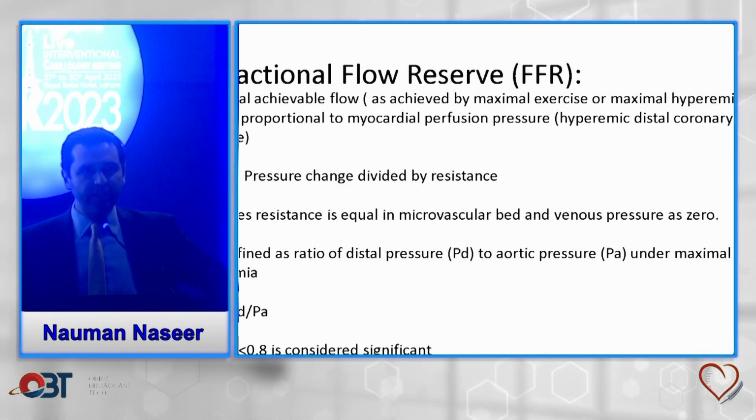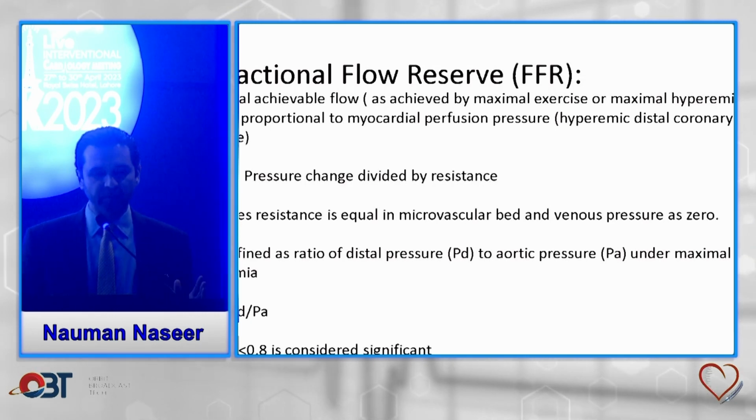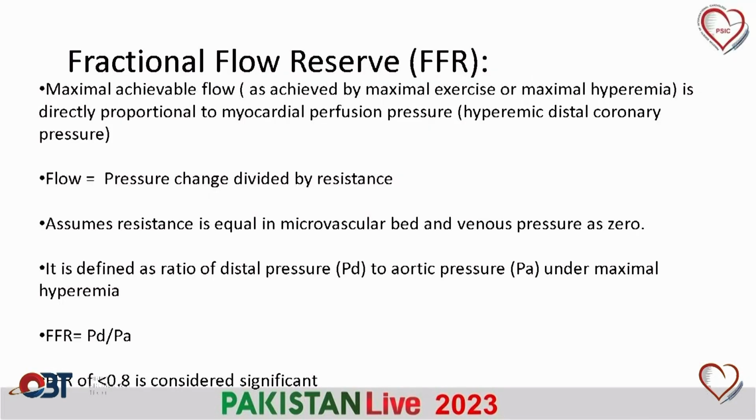And what is FFR? In simple terms, all that you need to do for all practical purposes is maximal achievable flow, as achieved by maximal exercise or maximal hyperemia, that is directly proportional to the myocardial perfusion pressure, that is hyperemic distal coronary pressure. Flow is equal to pressure change divided by resistance. We all know from our physics days. So we have to assume the resistance in the microvascular blood and venous pressure is 0. And if you assume that, then the formula that we are left with is FFR is equal to Pd over Pa. And if that value is less than 0.8, that's considered significant, based on our studies done with nuclear imaging and stress imaging, showing ischemia in lesions where FFR is less than 0.8.